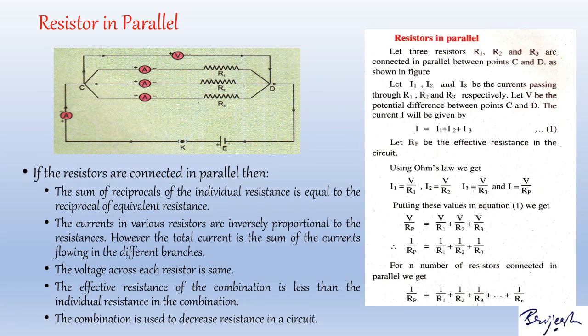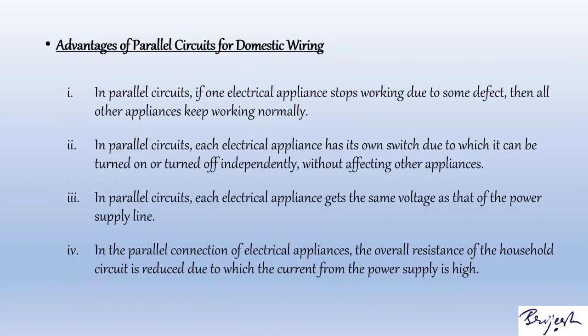So, if the resistors are connected in parallel, then the sum of reciprocals of the individual resistances is equal to the reciprocal of the equivalent resistance. The currents in various resistors are inversely proportional to the resistances. However, the total current is the sum of the currents flowing in the different branches. The voltage across each resistor is the same. The effective resistance of the combination is less than that of any individual resistance in the combination. The combination is used to decrease resistance in a circuit.